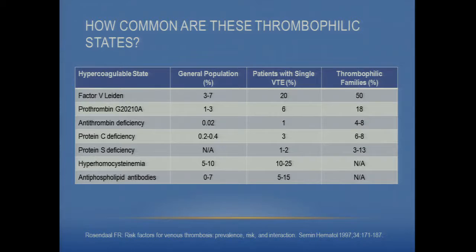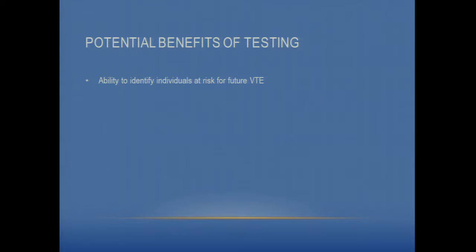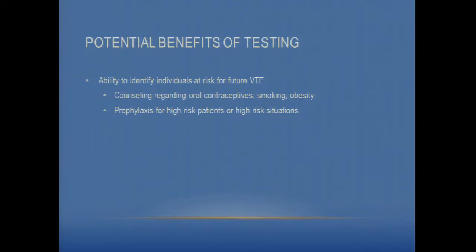Potential benefits of testing. So this is where people like to have these dueling opinion articles. So somebody will say, look at all the potential benefits of doing this testing. Maybe we can identify individuals who are at risk for future venous thromboembolism. Wouldn't that be great? We could provide them with counseling. We could tell young women that they should avoid estrogen-containing oral contraceptives. We should tell people that smoking will greatly enhance their risk of having a thrombus. We can encourage them to eat healthy and lose weight.